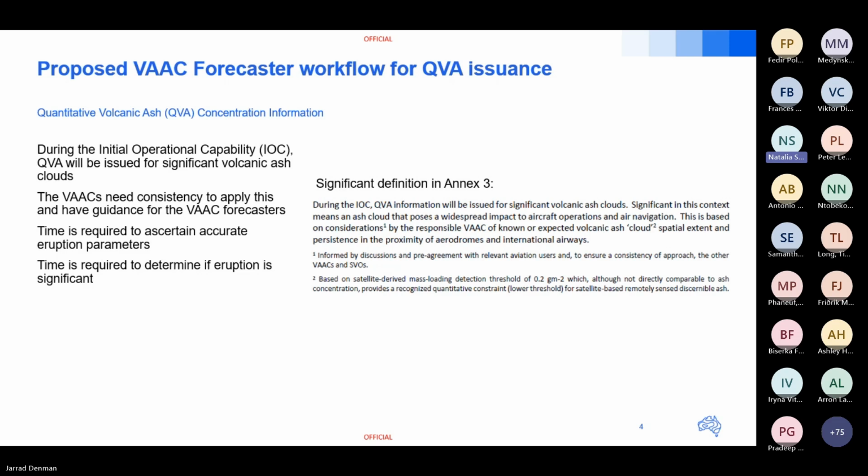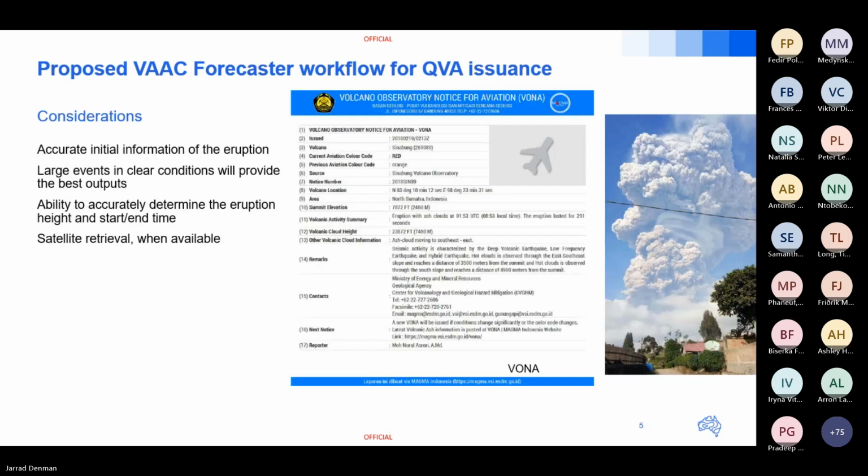It could take a little time to ascertain the accurate information for the eruption parameters, and potentially then to determine if the eruption is significant. So just making sure our teams have that information to provide a consistent service. So that's what we're looking for here, is something that's consistent from all of the VACs.